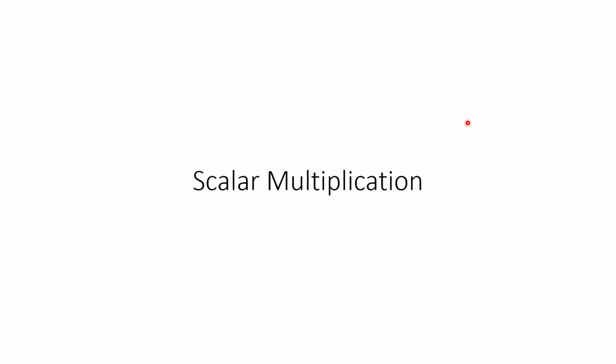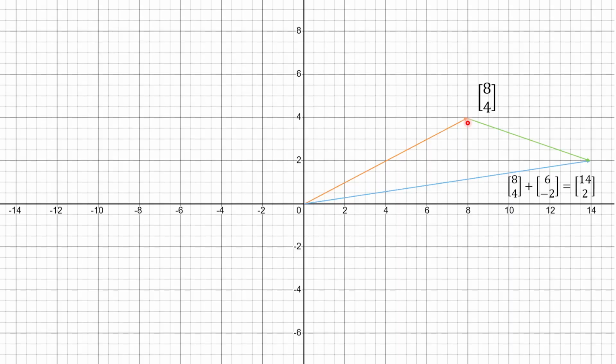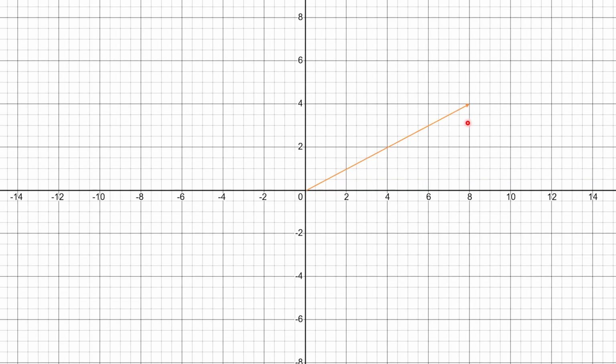Now let's look at scalar multiplication. Taking the same vector 8 and 4, if we multiply it with a scalar, for example 0.5, we'll get 0.5 into 8 and 0.5 into 4. This means both the x coordinate and y coordinate get multiplied by 0.5 each. So we'll get a new compressed vector which sits at 4, 2.